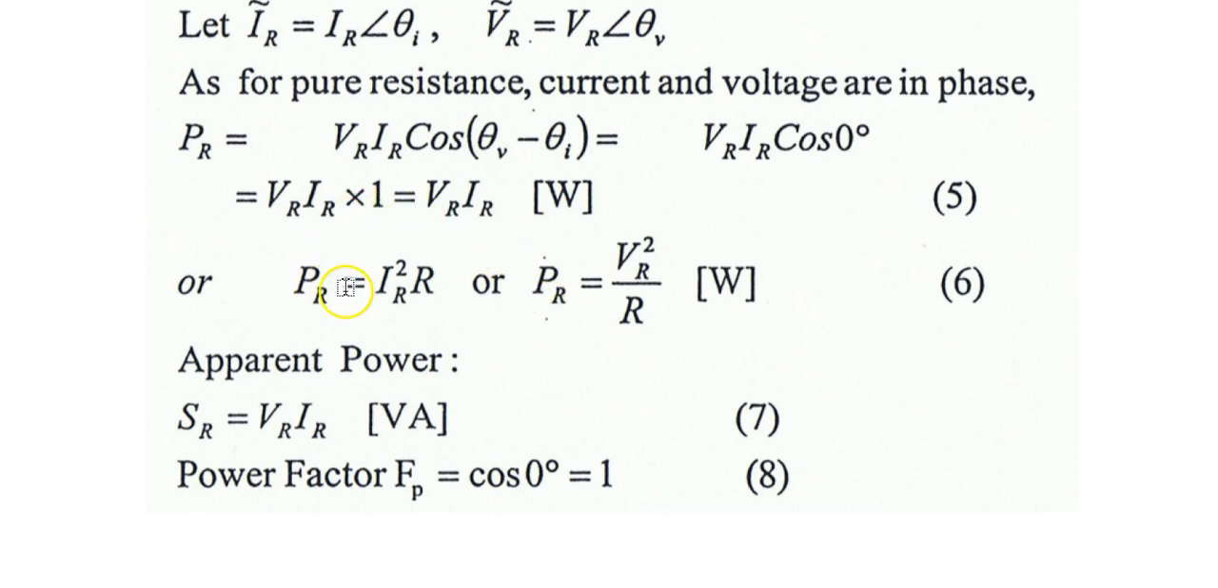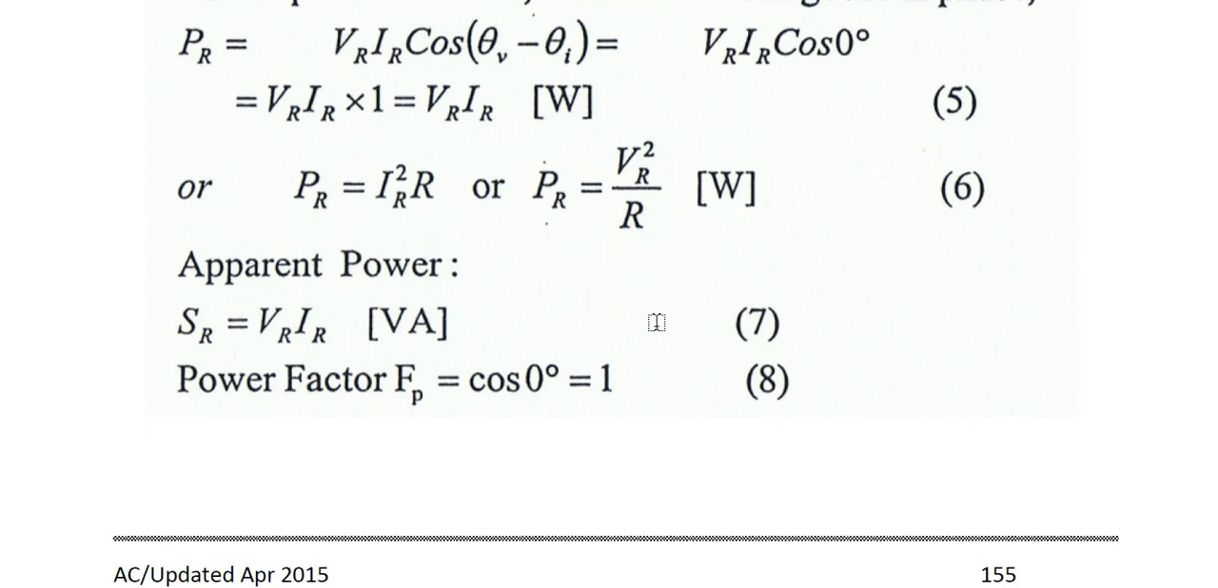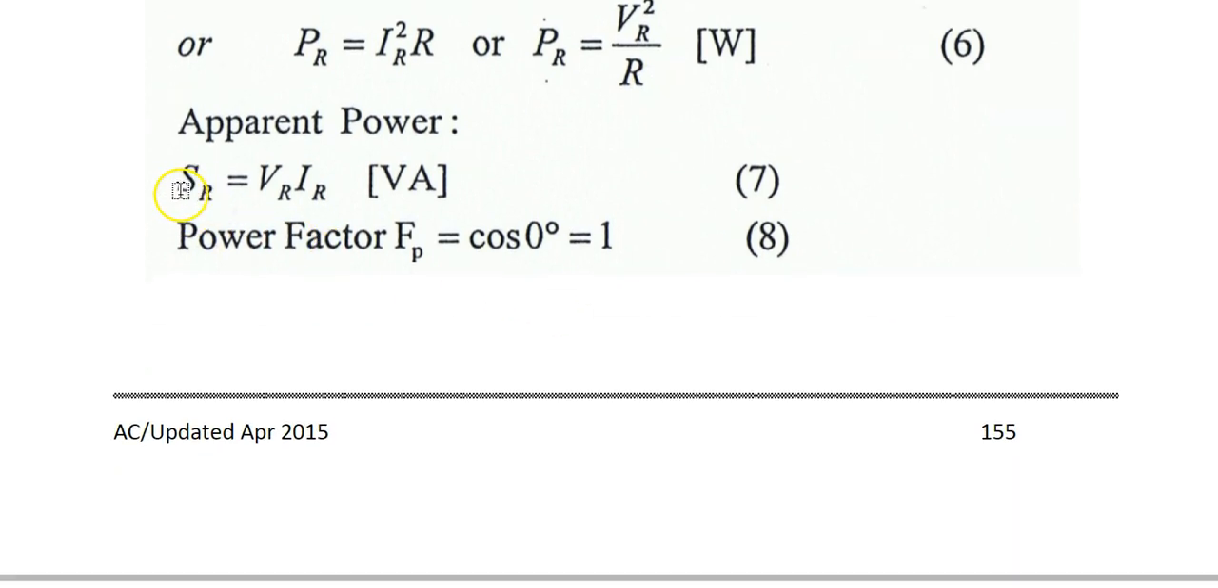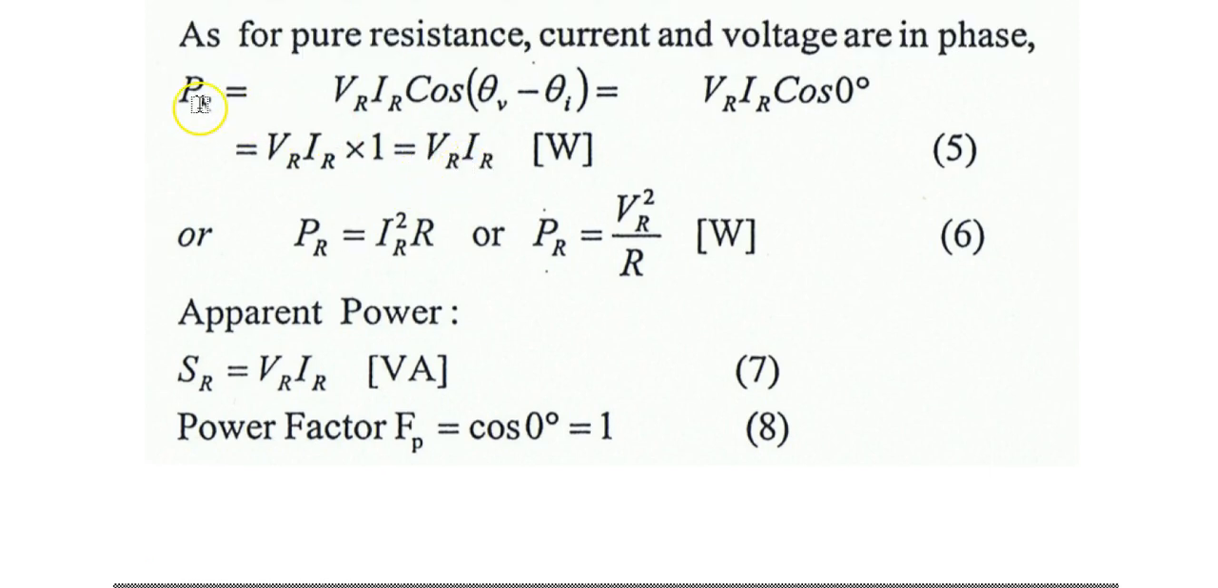So PR, or the effective power, can be calculated as VR times IR, or if I replace VR with IR times R, remember Ohm's law, then I get PR is I squared R. Or another way is PR is just V squared over R. Then what happened to the apparent power? Now, by definition, apparent power SR is equal to VR times IR, which is similar, if you will notice, to PR. That's because the power factor is 1.